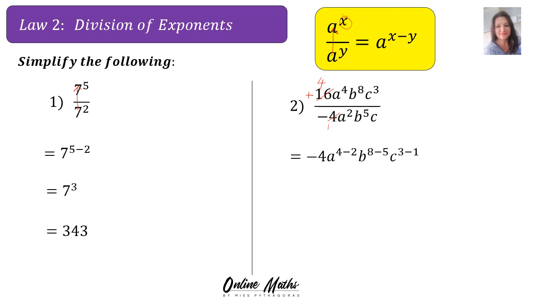In terms of A, this A will go and stand on top of that one, and we subtract, and it's always the top one minus the bottom one. So it's A to the 4 minus 2. In terms of B, it's B to the 8 minus 5. And in terms of C, remember, if there's no exponent, there's an invisible one. So it becomes C to the power 3 minus 1. And then when you work it out, it's negative 4, A squared, B to the 3, C squared.